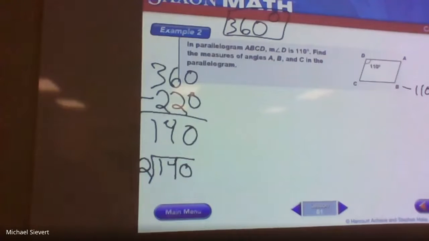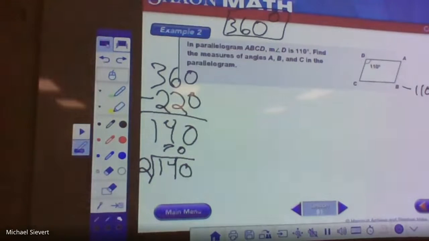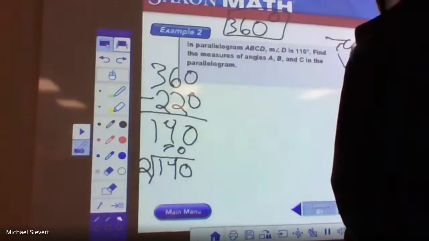140 divided by 2 is, looking for strong silent hands. Someone to be our final crime detective. You got it? No. Okay. Lawrence? 70. Correct. Wait, where did you get the 220 from? What's 110 plus 110? Oh. Right. So this is 70 degrees, and C would be 70 degrees.